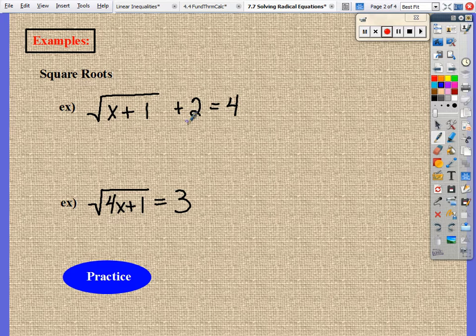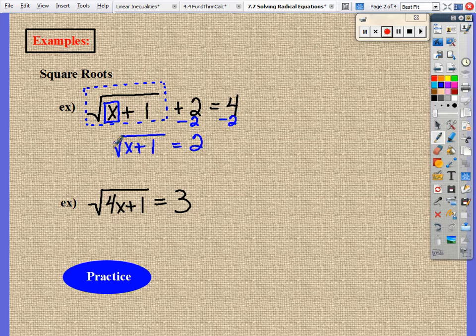Step number one, the first thing we have to do: we're trying to get x by itself. X is inside of this radical. To get that, we have to get the radical by itself so we can peel off the radical sign. So step number one is we need to isolate the radical. So we'll go ahead and subtract 2 from both sides.